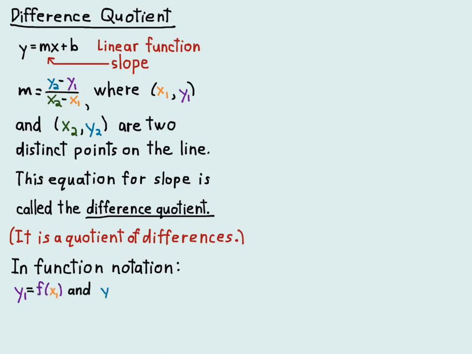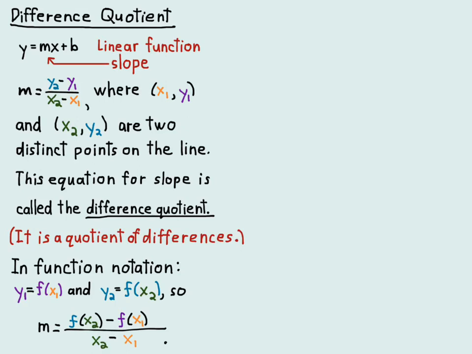In function notation, we would write y1 equals f of x1 and y2 equals f of x2. And just substitute those in my difference quotient, and I get m equals f of x2 minus f of x1 over x2 minus x1.